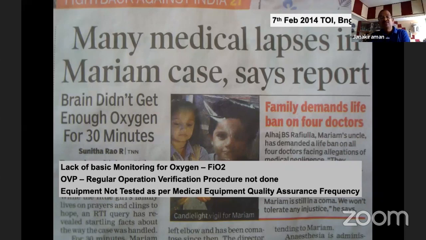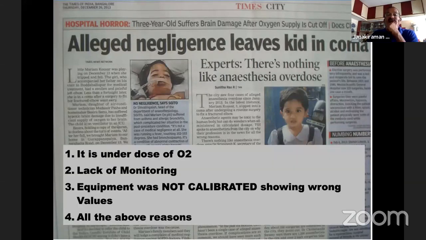Equipment was not tested for its quality assurance at frequent intervals. All anesthesia gas machines ought to be tested for accuracy once in 6 months. It is mandatory. In this same case, the expert says there is nothing like an overdose of anesthesia. There is no overdose of anesthesia anytime. If the doctor does overdose of anesthesia, they know how to reverse it. It is mainly underdose of oxygen.